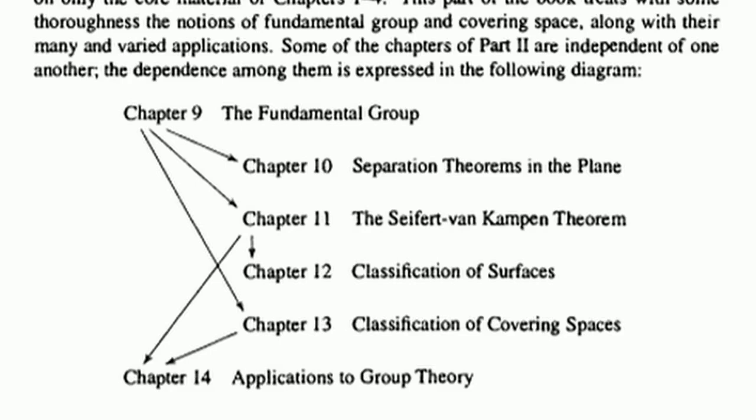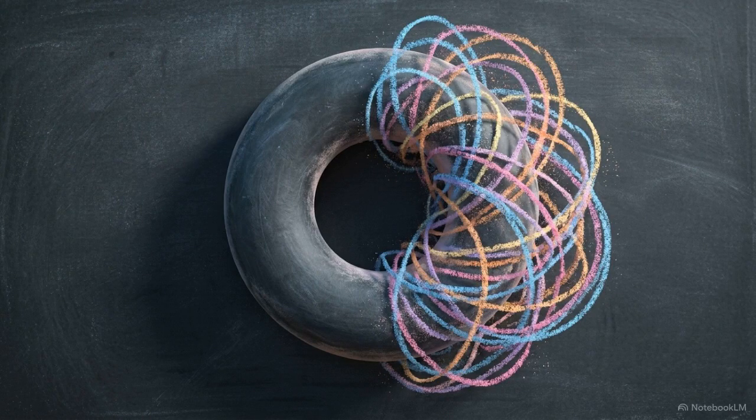This diagram shows the structural dependencies of a standard topology course. Chapter 9 introduces the fundamental group, but to calculate it for complex spaces, you must jump down to Chapter 11. Calculating the fundamental group of a complex space directly from the definition of continuous loops is incredibly difficult.